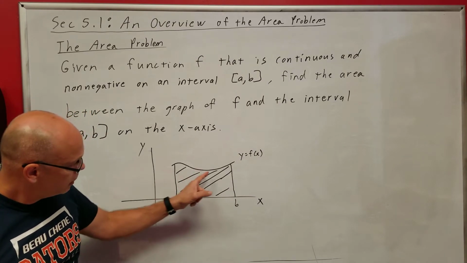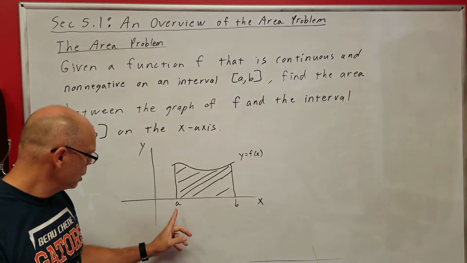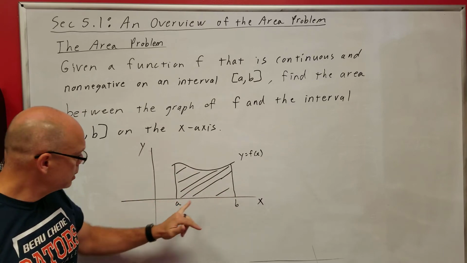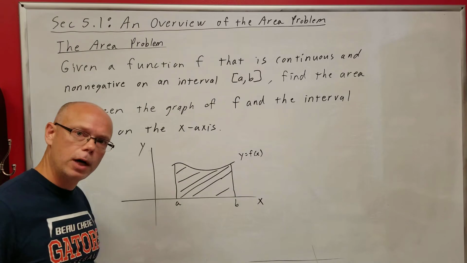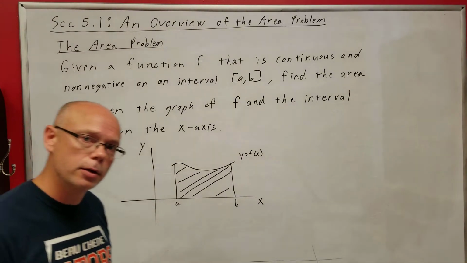Here's the problem. We have a function y is equal to f of x, maybe some curve like that, okay? And we're looking for the area between that curve and the x-axis between A and B right here. So the shaded region. How do I find that area there? Well, sometimes this is very, very complicated, okay?